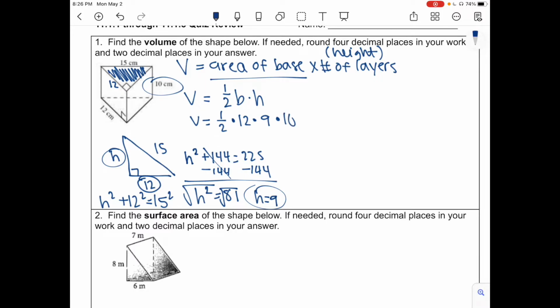So then I'm going to pop all that in the calculator. 1/2, I just put 0.5 times 12 times 9 times 10. So that's 540, and then we're going to write centimeters, and since it's volume, it's cubed. Just be careful about your units, because you're going to be interchanging between cubed and squared a lot, because you're going to have some with volume and some with surface area.